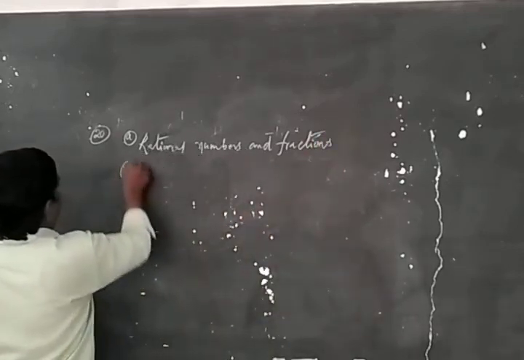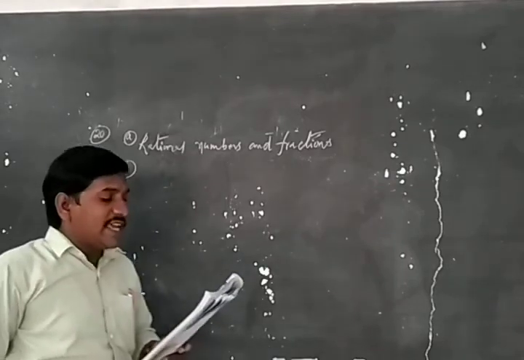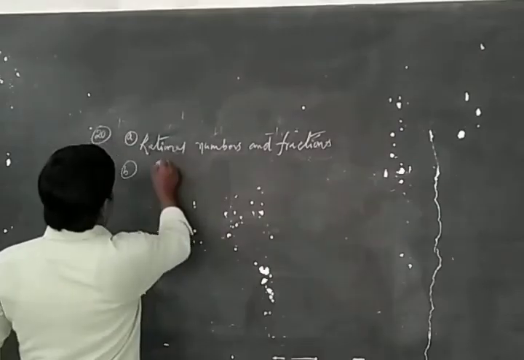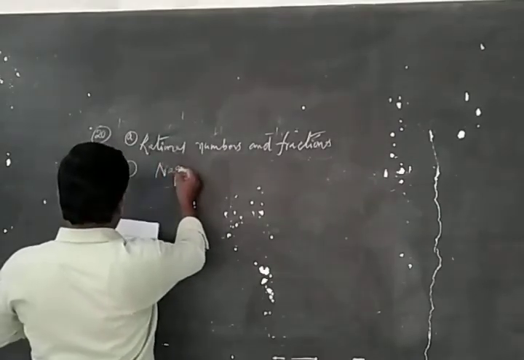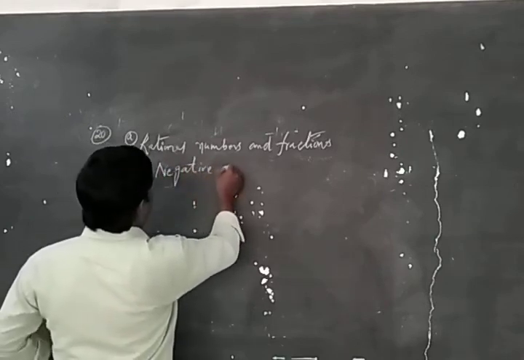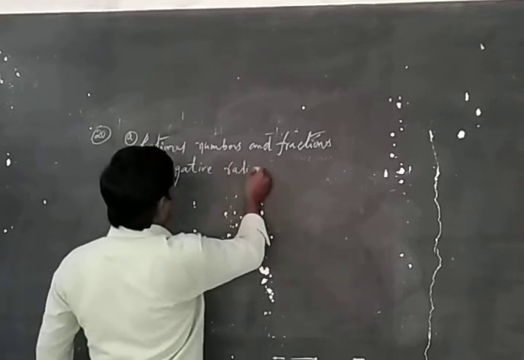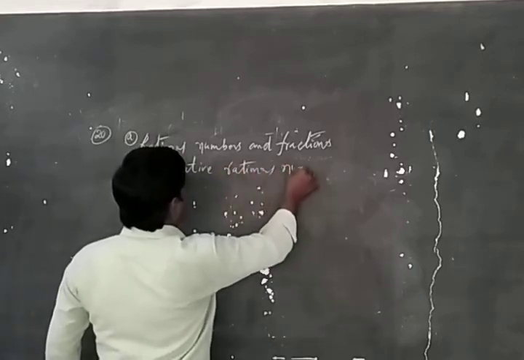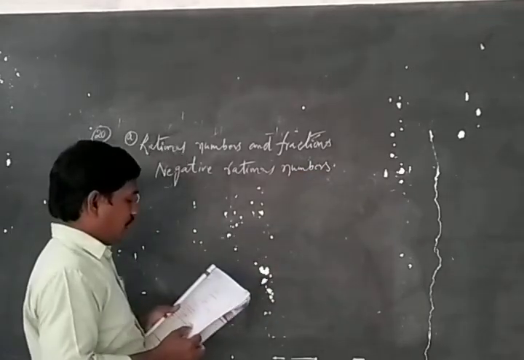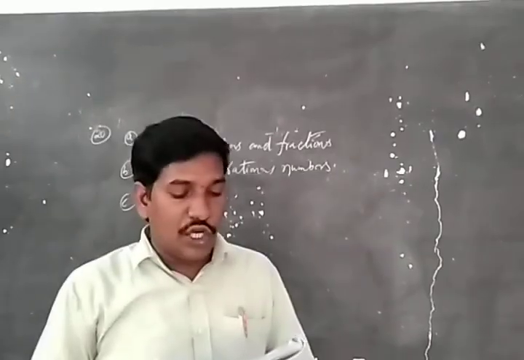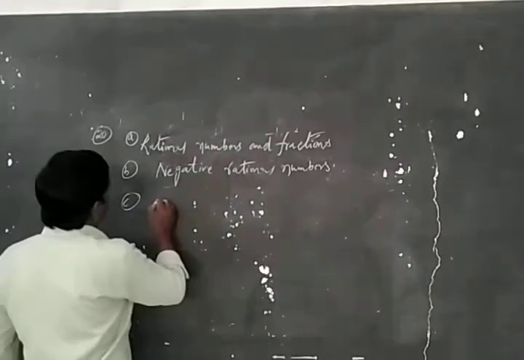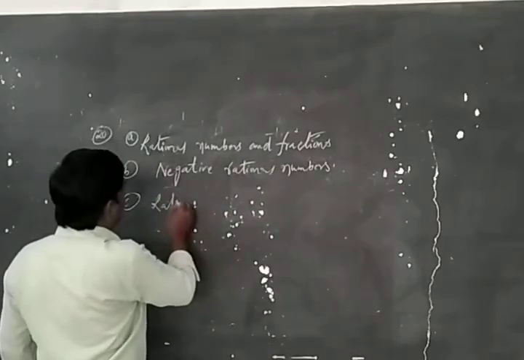And B: minus 7 by 6 and minus 2 by 3 are negative rational numbers. And C: 0 by 1, 0 by 2, 0 by 3 are also rational numbers.